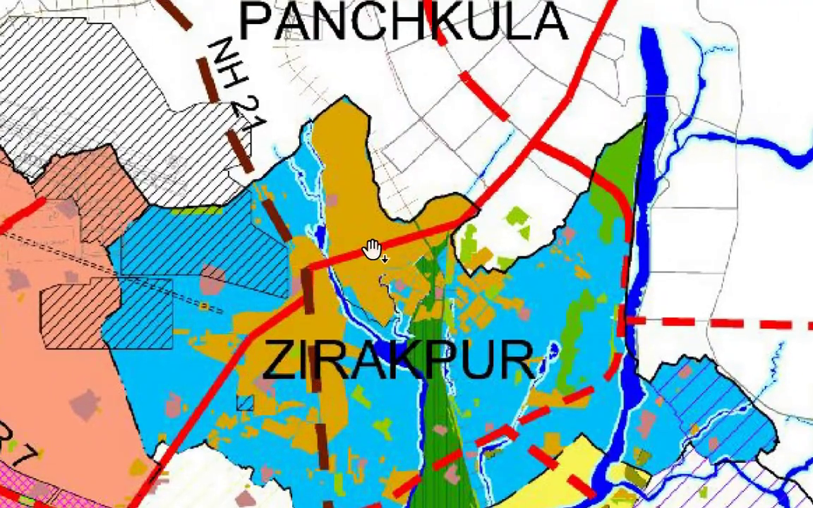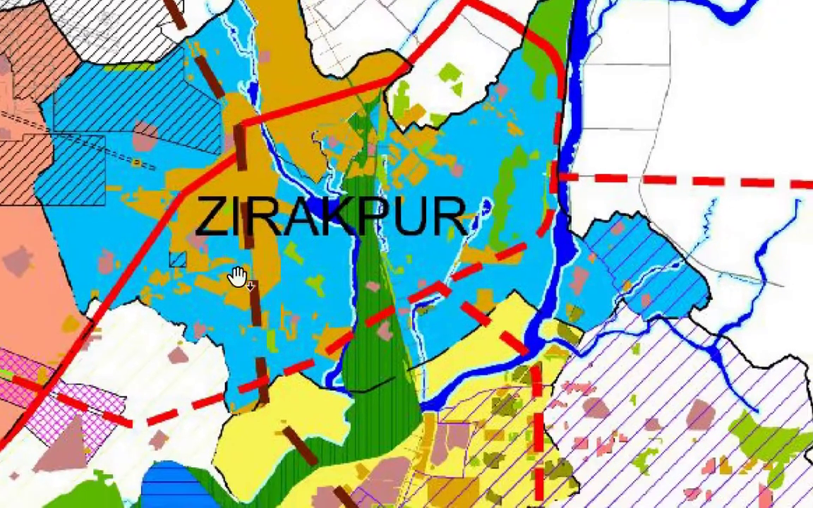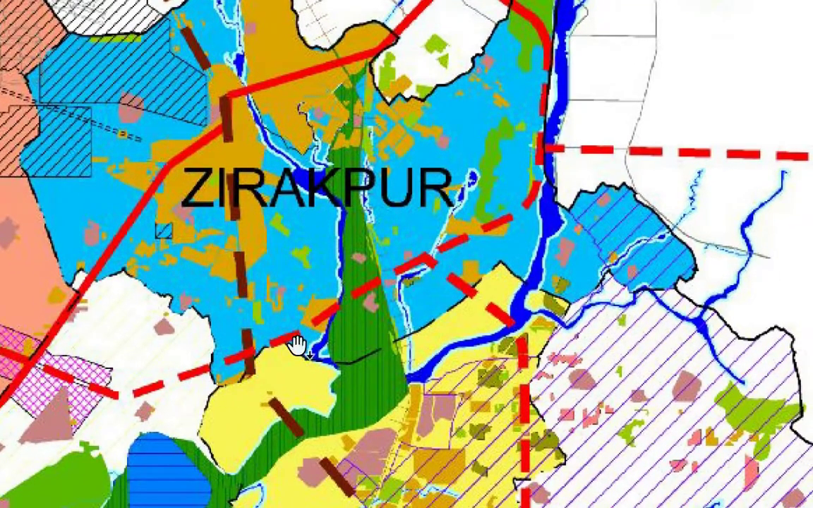Here we are seeing this one red line also. This red line is a highway which is passing through Zirakpur and which is ultimately connecting Patiala in Punjab with Shimla in Himachal Pradesh. Here we are seeing this dotted red line also. This dotted red line is a proposed highway by GMADA. It hasn't been constructed yet, but will be constructed later on, and it will be connecting Panchkula in Haryana with Delhi, passing through Zirakpur.